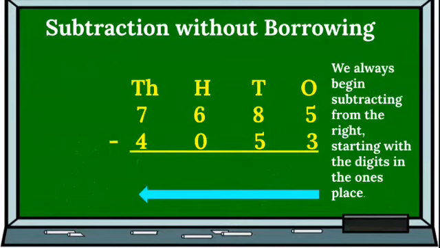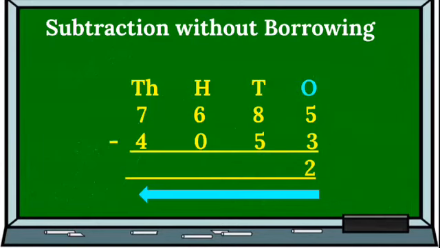Here we have our numbers arranged vertically. So we're using the vertical method, and here we have our numbers in their respective place value columns. We always begin subtracting from the right, starting with the digits in the ones place. So let's begin. 5 take away 3 gives us a difference of 2. So we can subtract since our number at the top is larger than the number below.